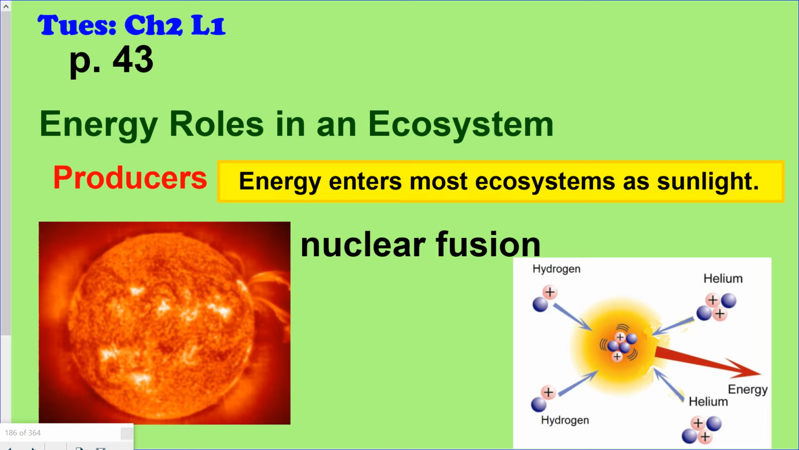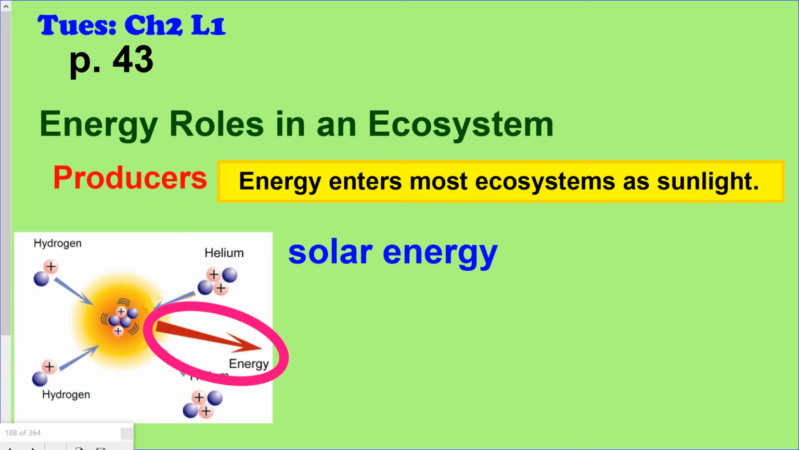So in the sun, we get two different types of energy. Solar energy is what we're looking at when it comes to producers. We also have thermal energy, which is the heat that we get. We need the heat for the Earth to continue to support life. And then we also need the light in order for the Earth to continue to support life.